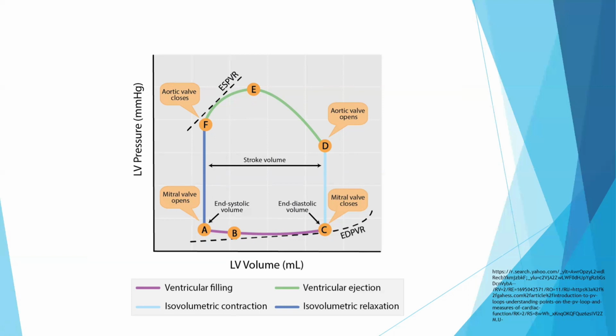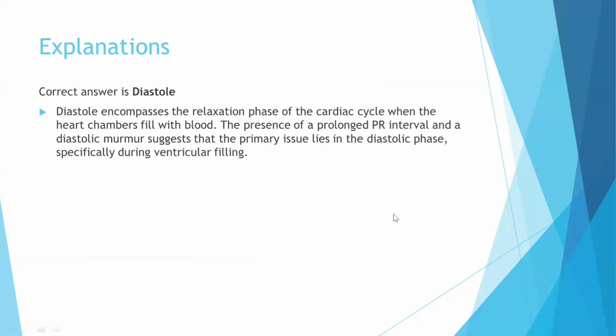Okay, now here also in this phase the left ventricle is acting as a closed chamber because both valves are closed, and again at some moment of time the mitral valve will open, and again the ventricular filling phase will occur. Now, the correct answer to that question is diastole. You all know by now.